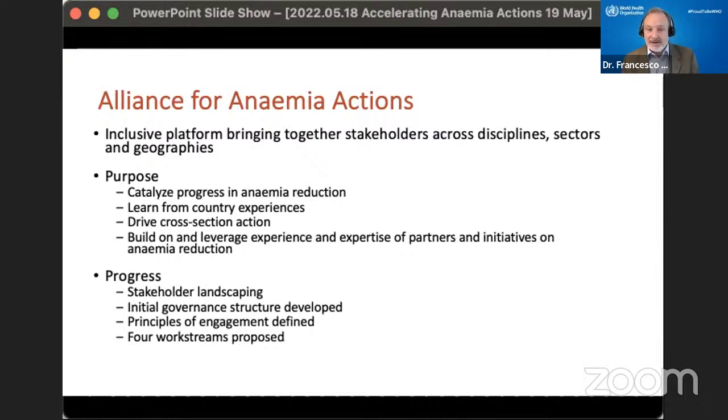The Alliance will build on and leverage the experience and expertise of leading initiatives on anemia reduction. And you know, some of these initiatives have been mentioned by Omar. Since January, a core group of stakeholders has worked on building the scaffolding of the Alliance in a collaborative manner. A stakeholder landscaping was carried out, an initial governance structure developed, principles of engagement defined, and 4 work streams are proposed. I must say that the landscape is complex, and it depends on our narrative.